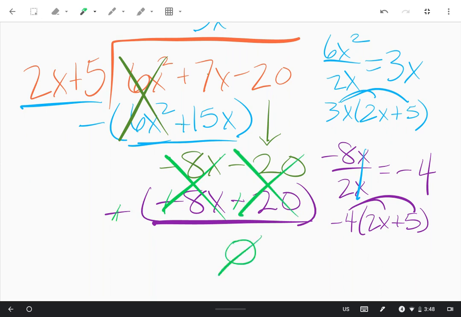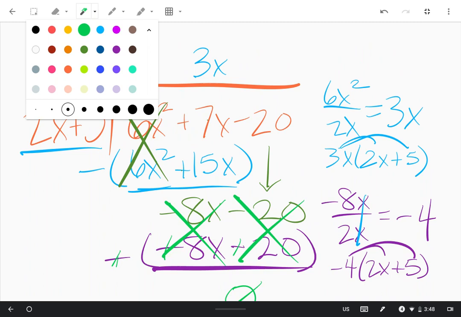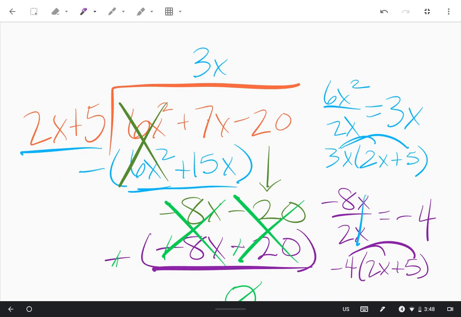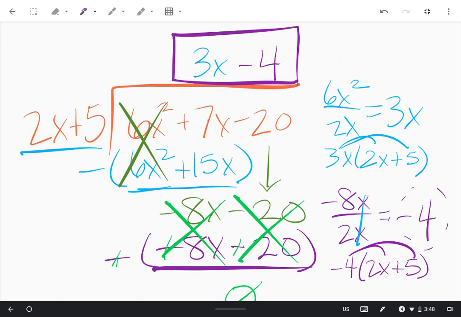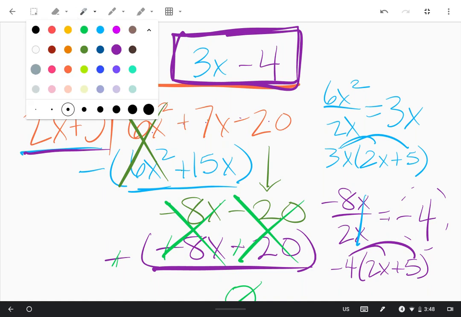That's good. That means there is no remainder. I forgot one thing. This negative 4 that we found needs to come up here as our answer. So our final answer is that 6x squared plus 7x minus 20 divided by 2x plus 5 is 3x minus 4. Okay, so I'm going to do another example. This is just the basic flow of the problem.